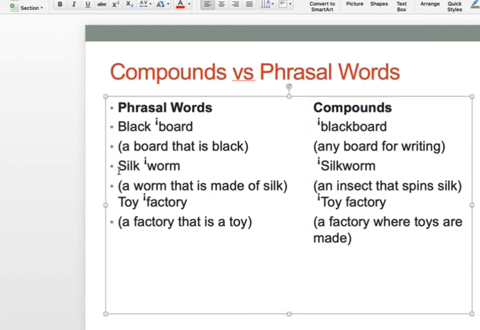So how will you say this? Silkworm: silk will not be stressed, worm will be stressed. But in the compound silkworm, silk will be stressed. Likewise, toy factory: toy will not be stressed, factory will be stressed. But in the compound toy factory, toy will be stressed. So you can see in all these 6 examples, phrasal words are stressed on the last element and compounds are stressed on the first element. I'm sure you gathered this, right?